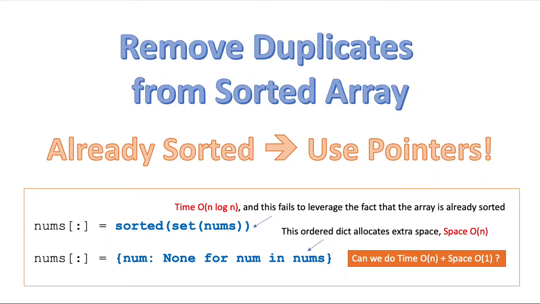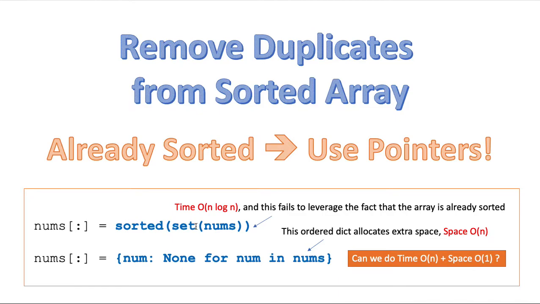Hello everyone and welcome. Today I would like to talk about remove duplicates from sorted array. So one tip is that when the array is already sorted, think of using pointers. There are some quick solutions I would like to present here.